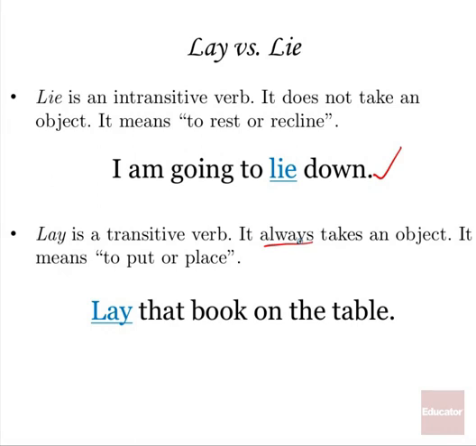So, lay that book on the table. And in this case, the direct object is book. It's receiving the action lay. What am I laying? I'm laying a book. If I'm lying, I'm just lying. I'm not lying anything in particular.